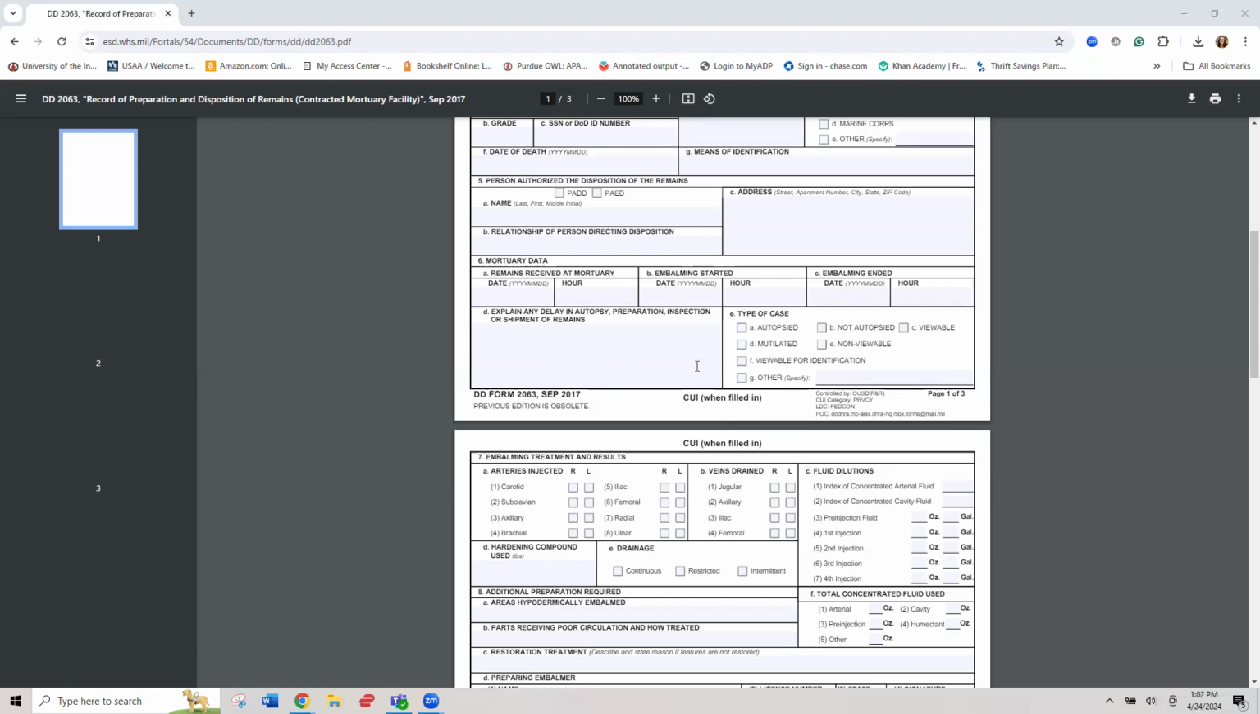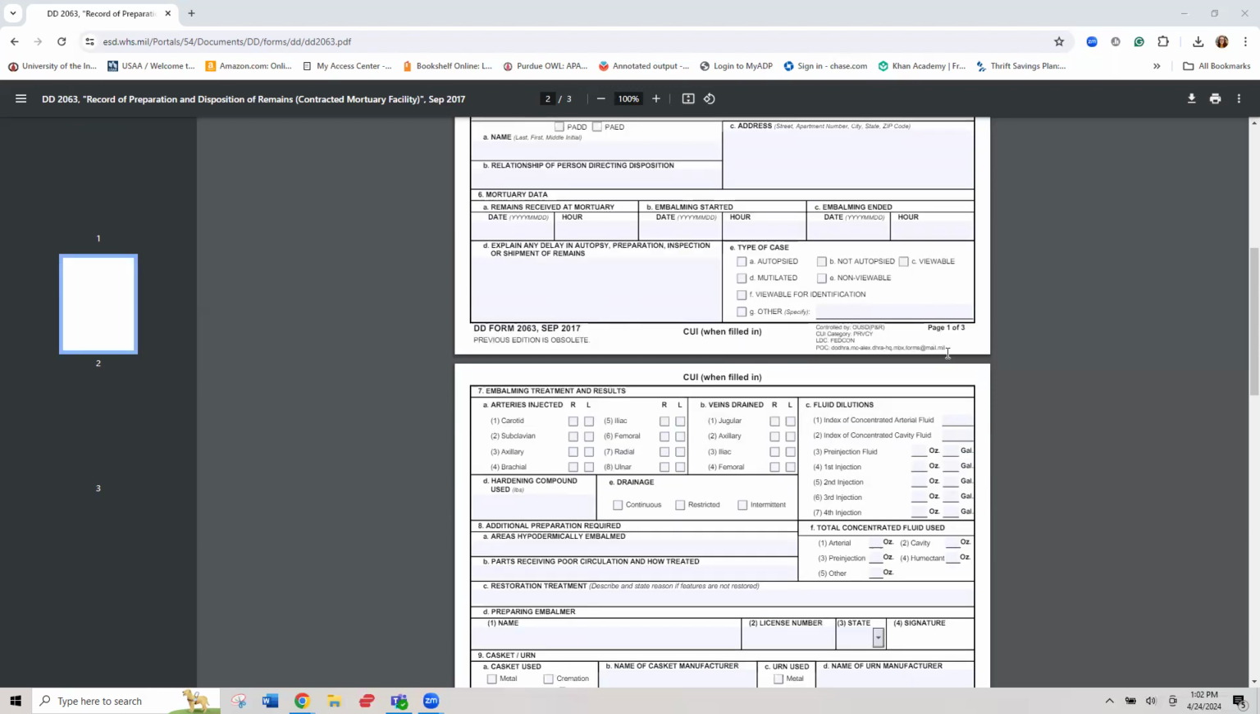The type of case: now there are different categories within the DoD when it talks about viewability. You have viewable, non-viewable, and viewable for identification, okay? There's also considerations you have to make about whether or not they were autopsied. You're going to mark that. Any type of trauma would be mutilated.